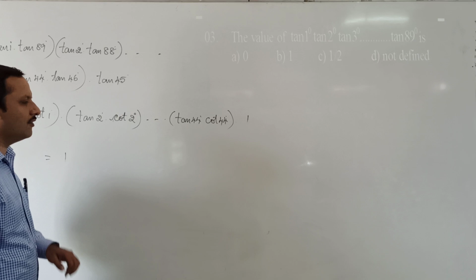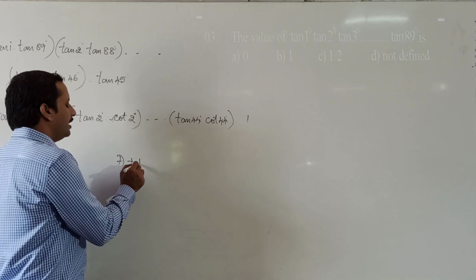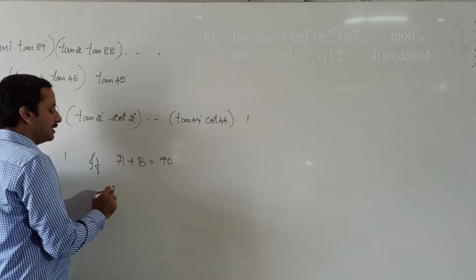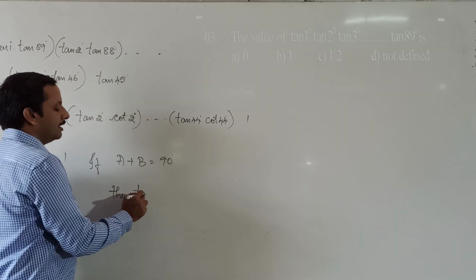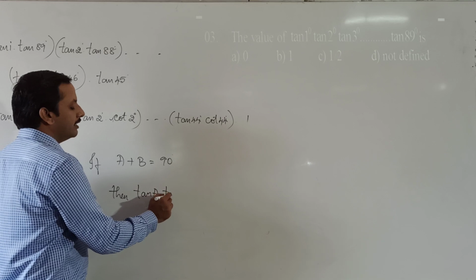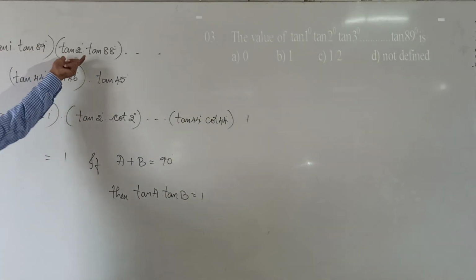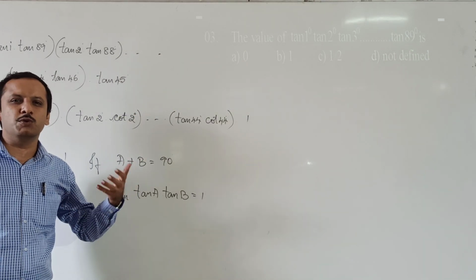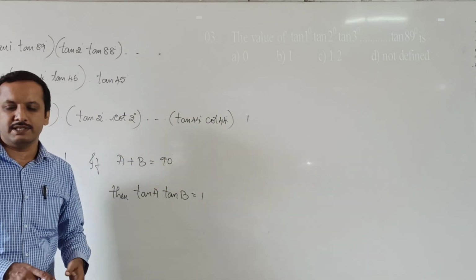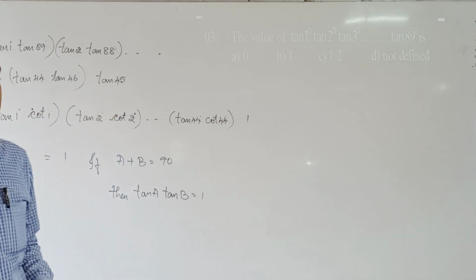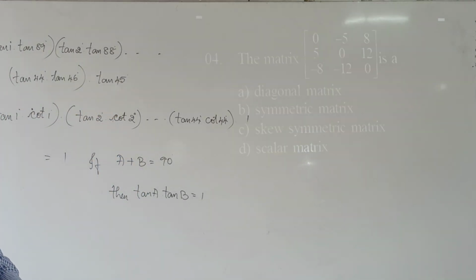So you must remember one formula here: if a plus b is equal to 90 degree, then tan a into tan b is equal to 1. If you know this formula, you can directly say that all of these groups are equal to 1. So the final answer is the product of all those, which is also equal to 1. Let's go to the next question.